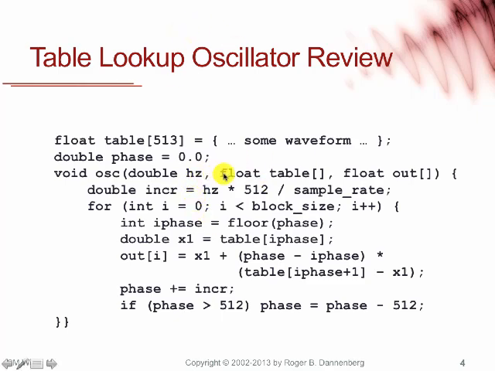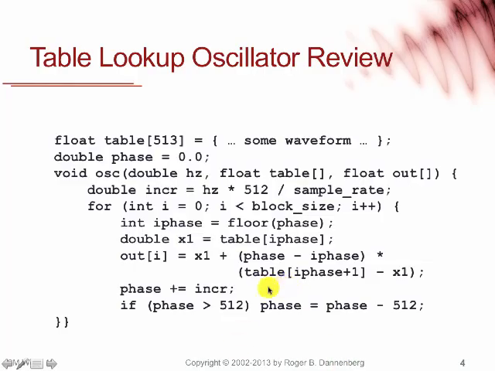Now, we go through a loop to compute samples from this. And inside the loop, we do two things. First of all, we do a table lookup, as you would expect. And secondly, we increment the phase. So in the table lookup here, we first round the phase down to the nearest integer. We call that iphase. And we do a table lookup, table of iphase. The next line here, which is actually most of the work, is doing a second lookup at iphase plus 1 and doing a linear interpolation based on the fractional part of the phase.